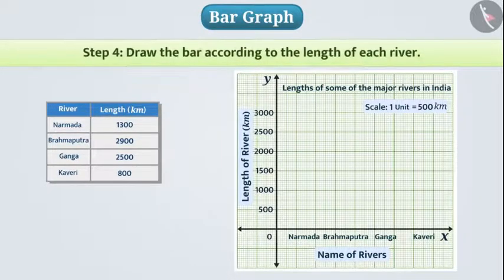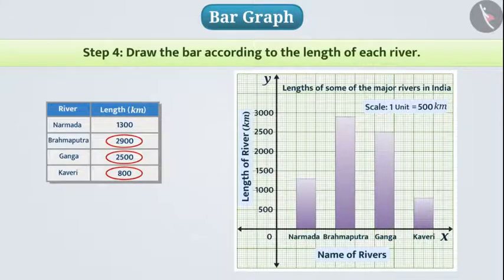Now, we will draw the bar according to the length of each river. For example, here we have drawn a bar denoting the length of Narmada river at 1300 kilometers. Similarly, we will represent the lengths of all rivers as bars. Remember that the bars should have the same width and should be equally spaced.